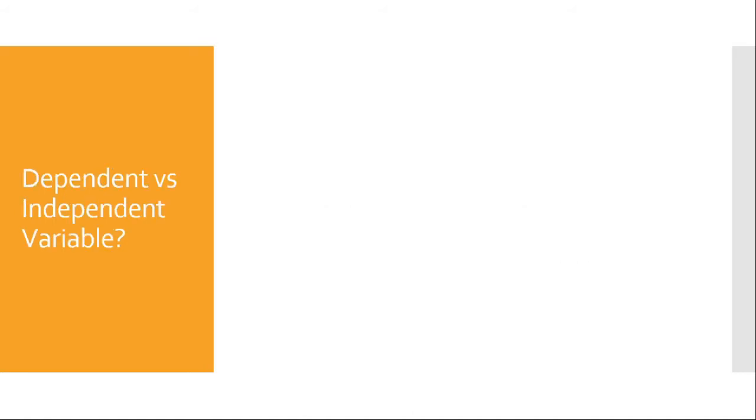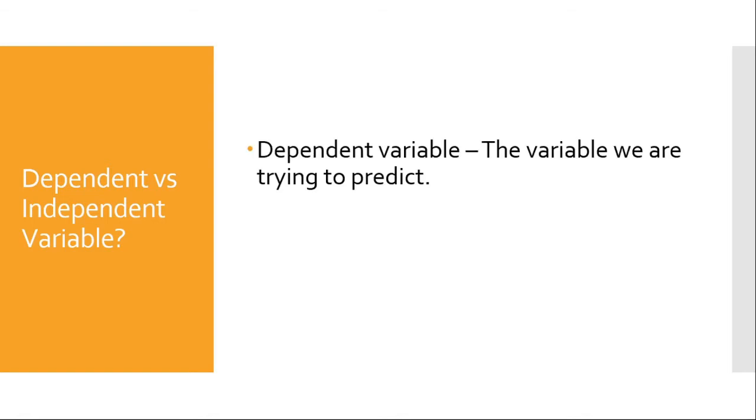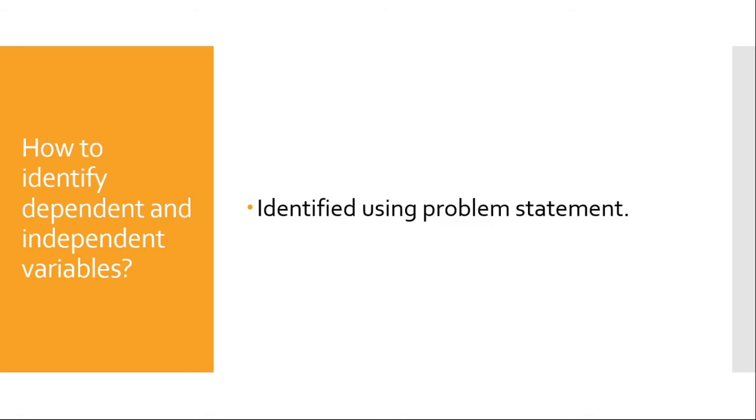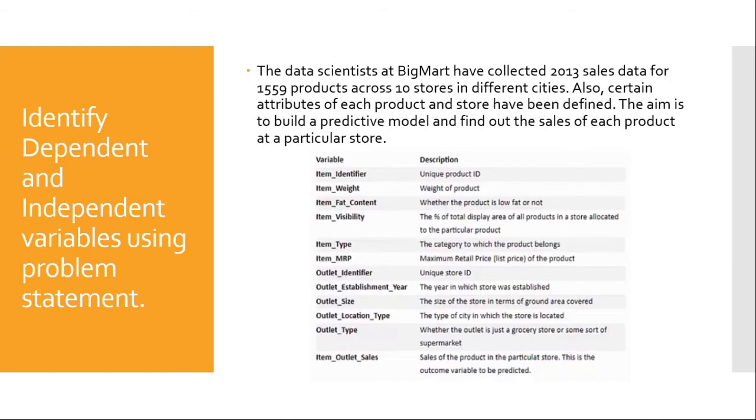Now we have seen we need to identify the dependent and independent variable. Now what is that? The dependent variable is what we are trying to predict, and independent variables are those variables which help in predicting the dependent variable. We will see an example to understand this better. Now how to identify dependent and independent variables? Of course, a problem statement will be given. We need to go through the problem statement and identify the dependent and independent variables from it.